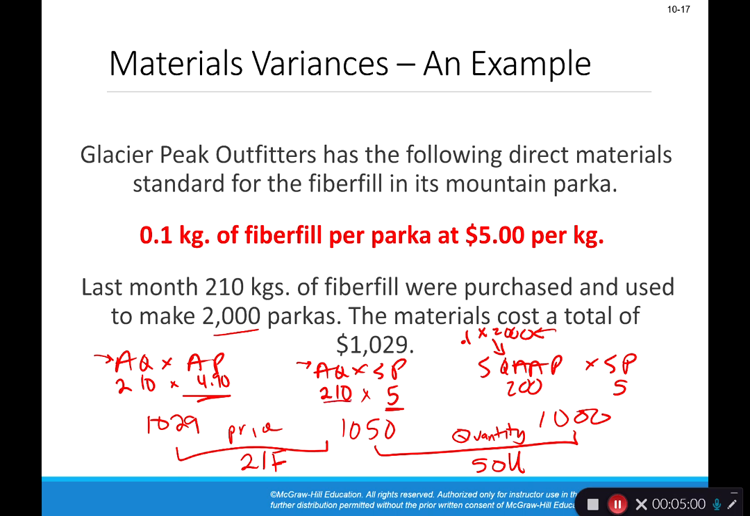So the actual quantity I spent was 210 kilograms, I was only allowed to spend 200, so I used too many kilograms, and that also supports the unfavorable variance.